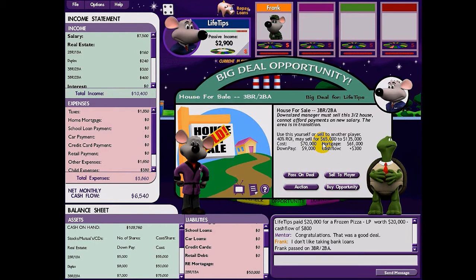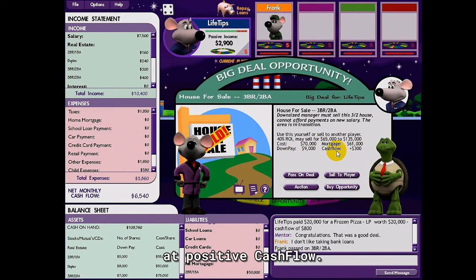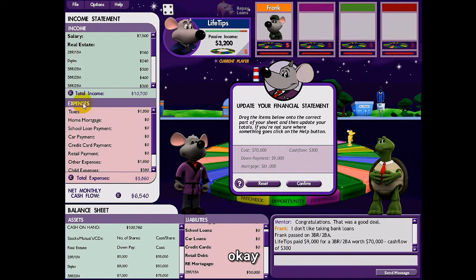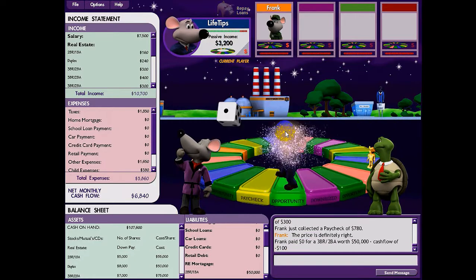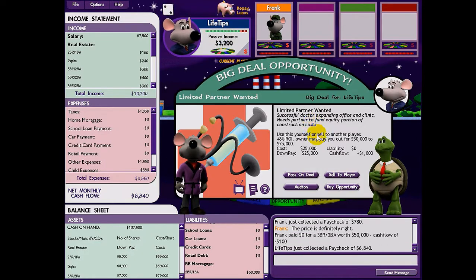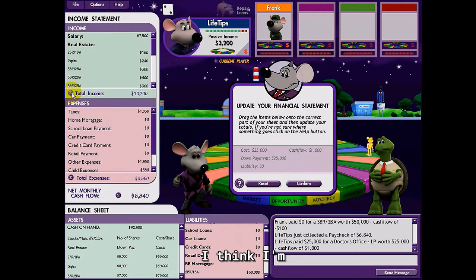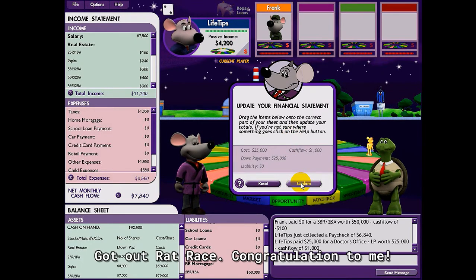Yeah, big deal again. Yeah, when you have more money, it's easier to invest, especially if you look at positive cash flow. Okay. Big deal. Yeah. Liability down to asset, and this is income. Yeah, I think I'm done. Get out of the rat race.